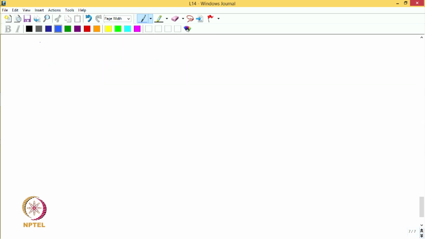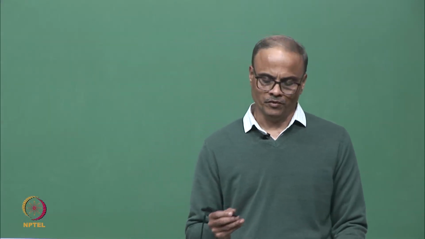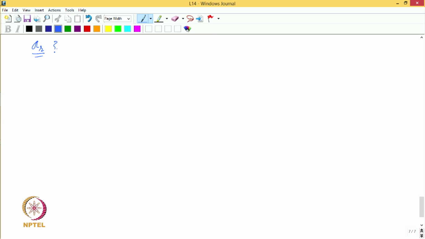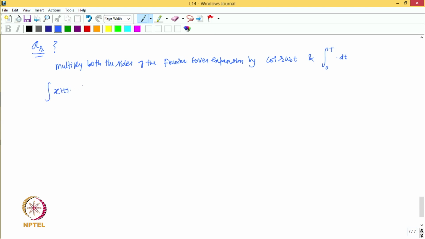So let us try to first determine the Fourier coefficient AR, right, which is the coefficient of the term cos r omega naught t. Let us determine what is the value of this coefficient. So to determine this, what we do is that we multiply both sides, right, of the Fourier series expansion by cos r omega naught t, right, and we integrate the two sides over one time period, right, that is what we do. So if we do that, what is going to happen?